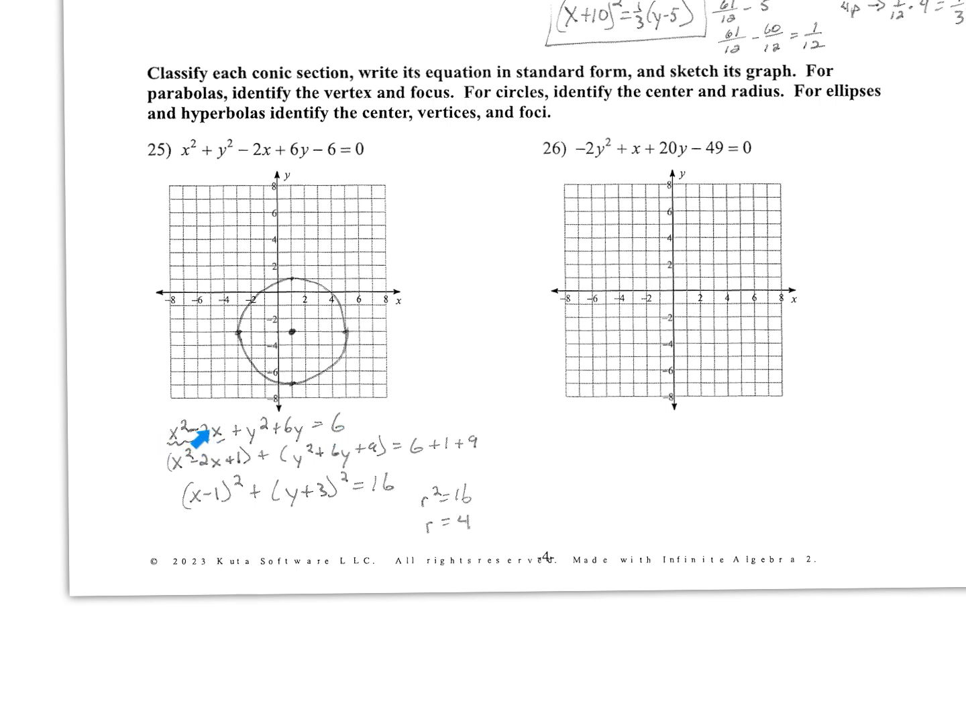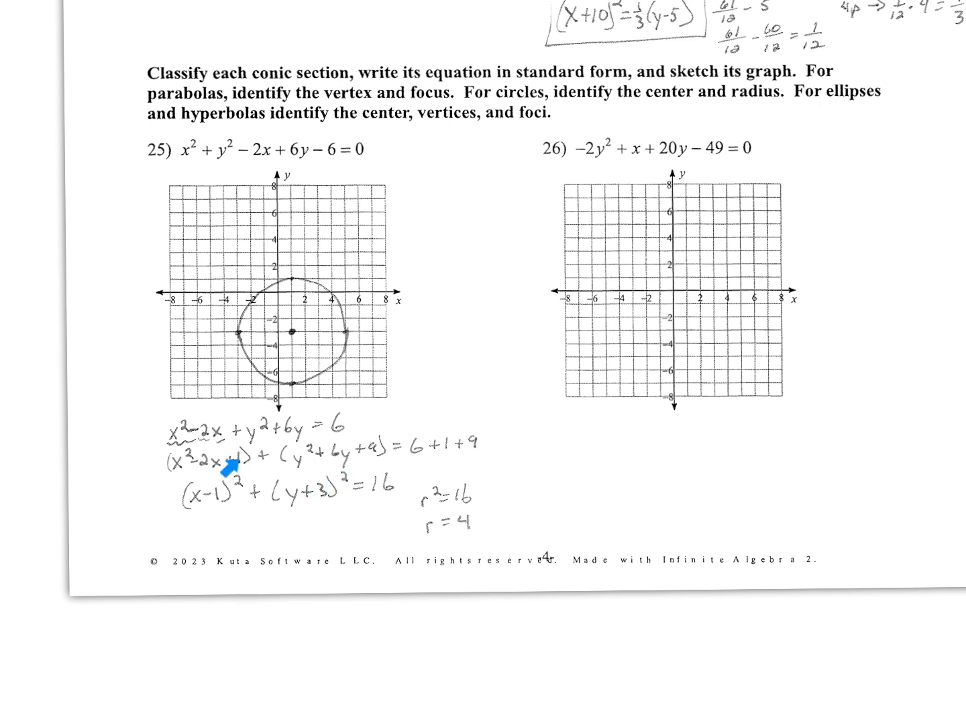So x squared minus 2x. Half of 2 is 1, and 1 squared is 1, so we're adding 1. And when we factor this, x squared minus 2x plus 1, we get x minus 1 squared. Now, the y variable, y squared plus 6y. Well, half of 6 is 3, and 3 squared is 9, so we're adding 9. And when we factor y squared plus 6y plus 9, we get y plus 3 squared. That was the half of 6.